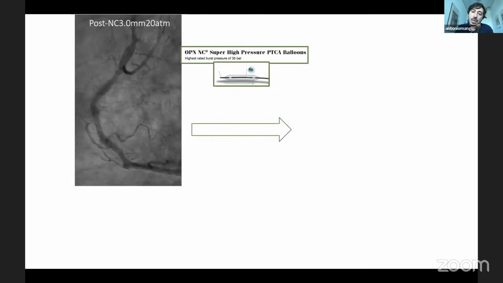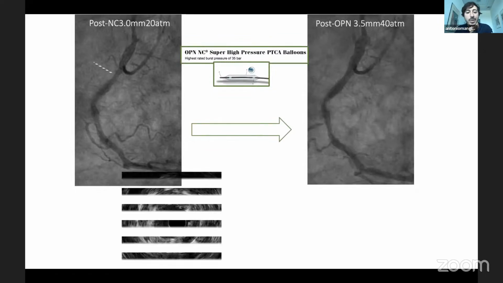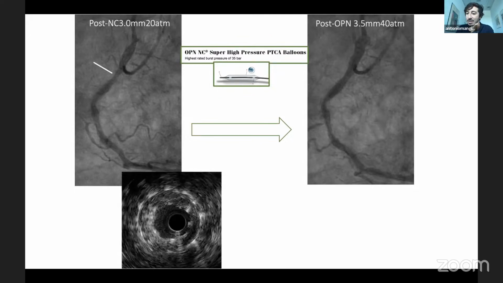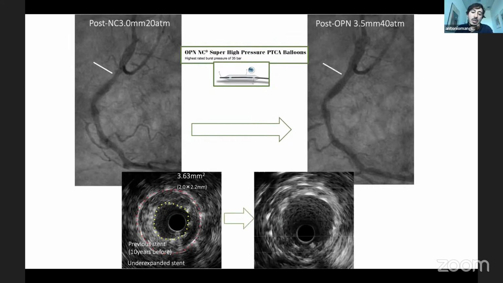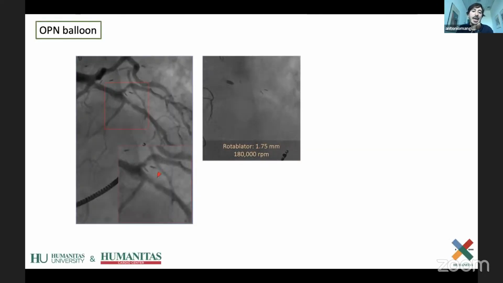Usually, I think it's a little bit out of the topic, but you can use especially the OPN balloon for the treatment of underexpanded stent. If you see here in the proximal RCA that there is a stent inside of another stent, nicely underexpanded, I would say. And if you go with the OPN balloon at high pressure, you have the chance to nicely expand the stent and to obtain a good result, changing the area.